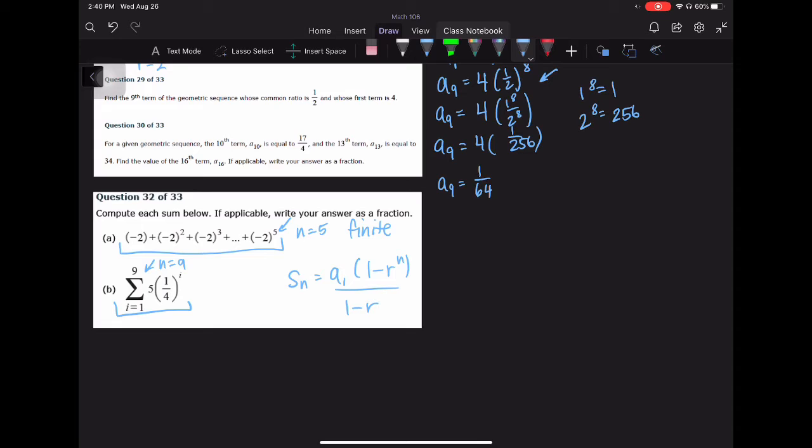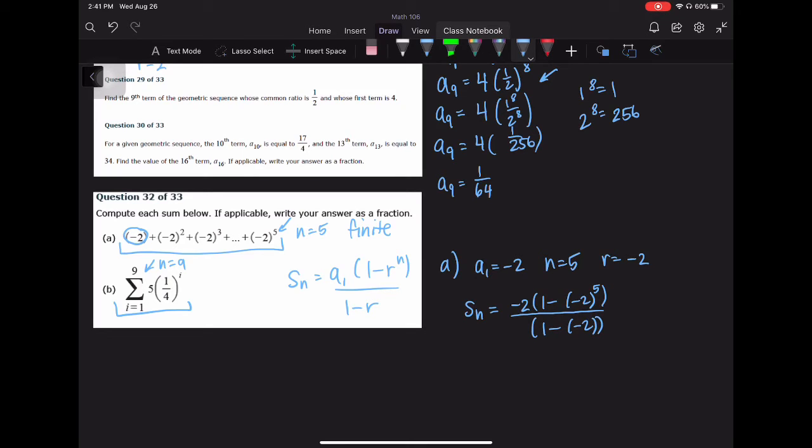Now, for part A, our first term is -2. My nth term is 5. And what's my common difference? Or my common ratio? My common ratio, which is inside where the exponent is, is -2. That gives us -2 times 1 minus (-2) to the 5th over 1 minus -2.